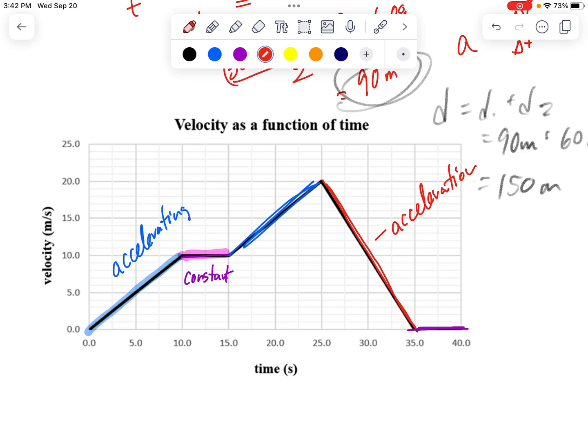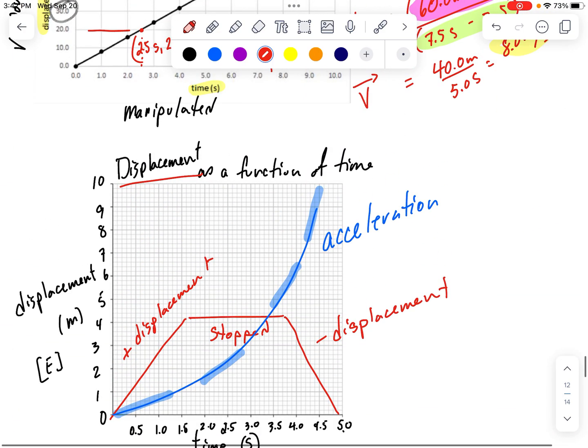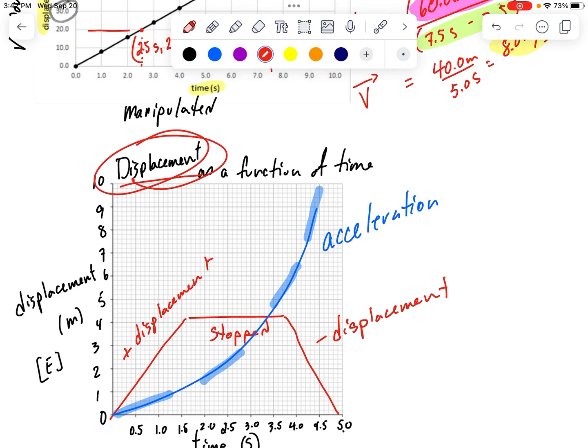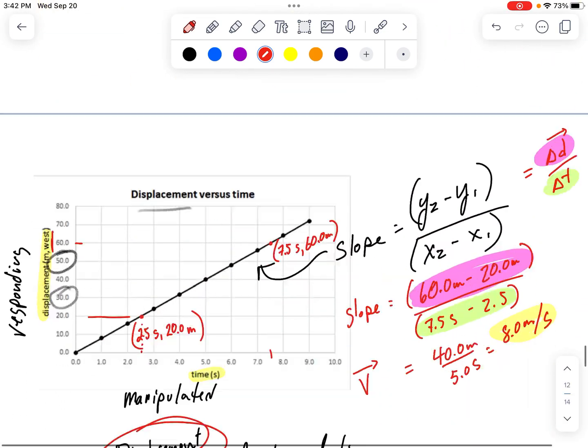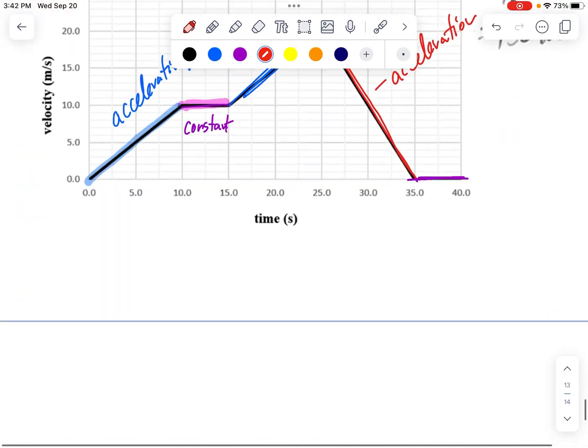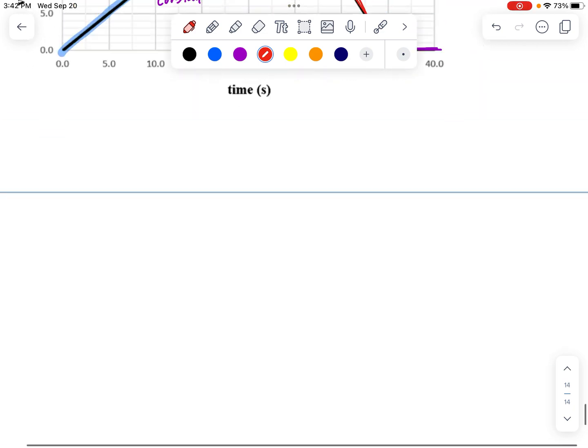Being able to read a graph and know what's happening during that graph is really important. And you really need to pay attention to whether it is a velocity graph or a displacement graph, because they have two very different kinds of ways of dealing with them.